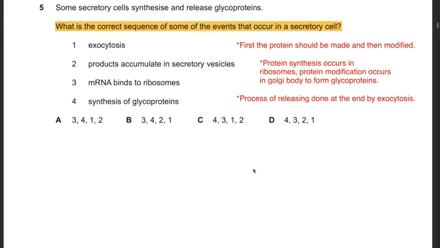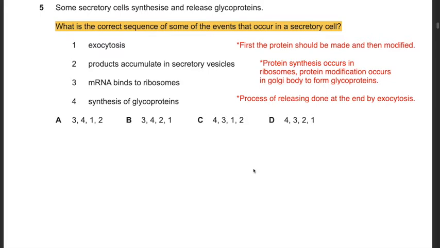And following protein synthesis would be protein modification. And where does protein modification occur? It occurs in the Golgi body and it forms glycoproteins. Therefore, the next step would be 4. Synthesis of glycoproteins. Then after it is modified, then comes the releasing done at the very end. The process of releasing is known as exocytosis, and exocytosis would obviously be the last stage.